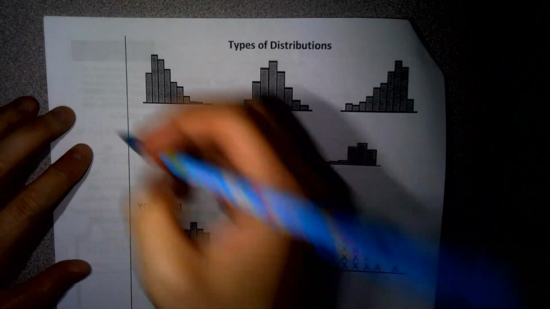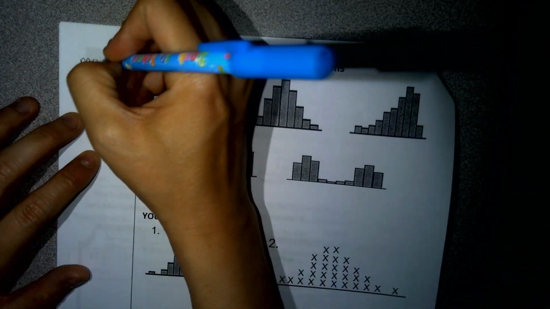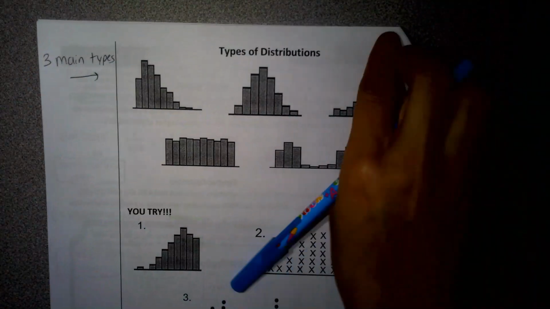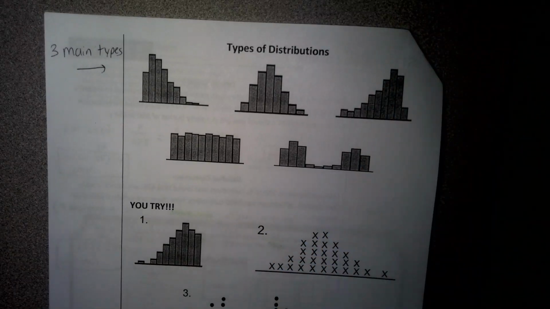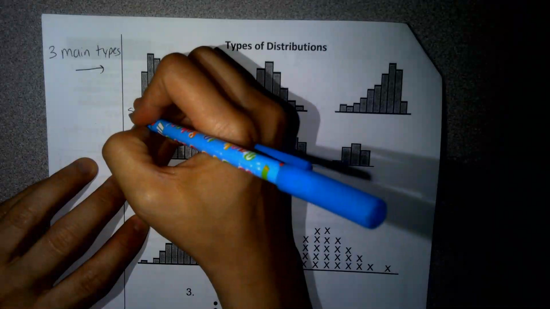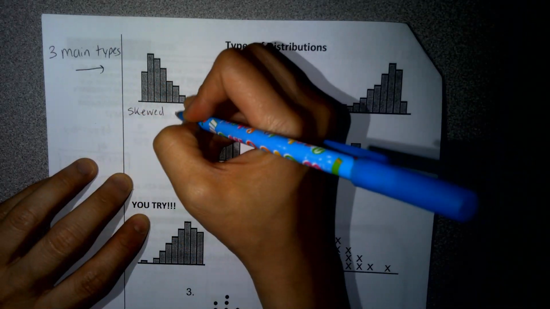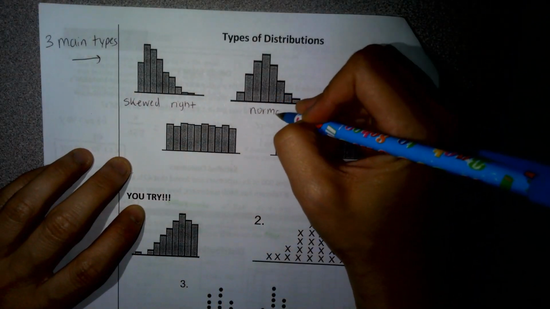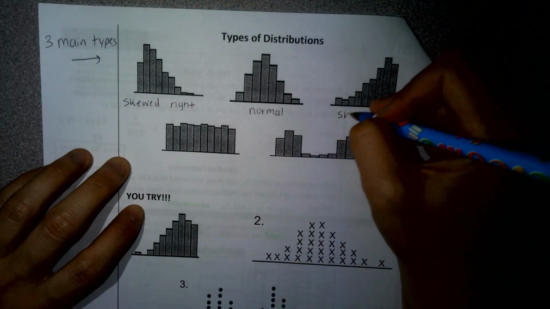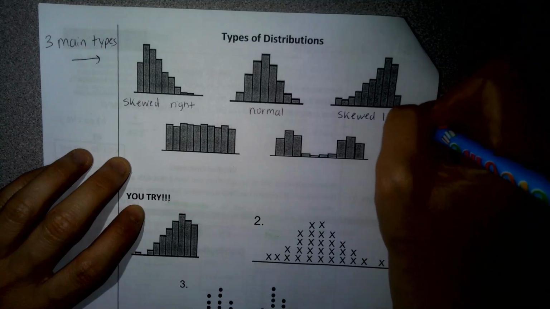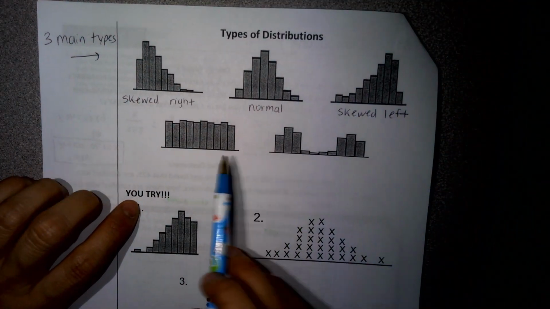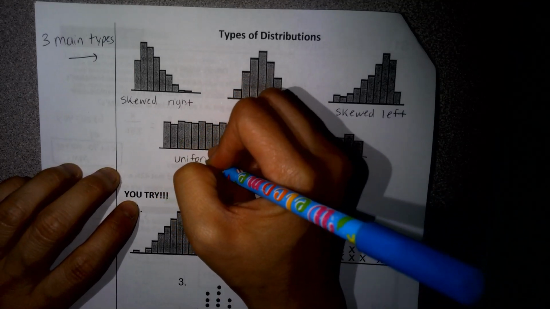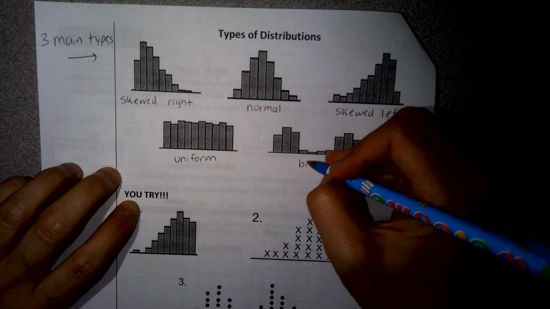So these are the main three types of data distributions. We're going to write them down. This one is called skewed right. This middle one is called normal. And then the last one is called skewed left. Then these two right here are not as common, but they're still nice to know. This is called uniform. And then the very last one is called bimodal.